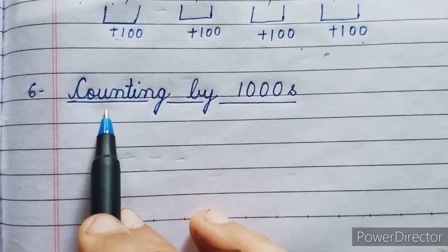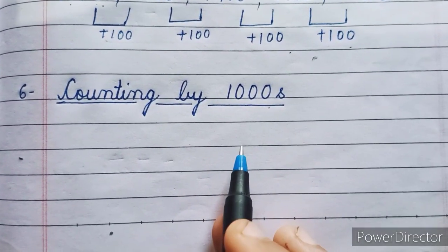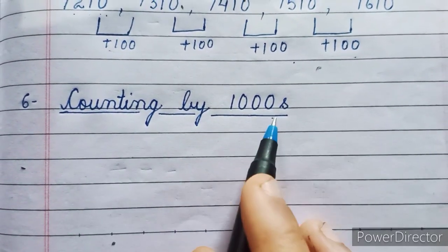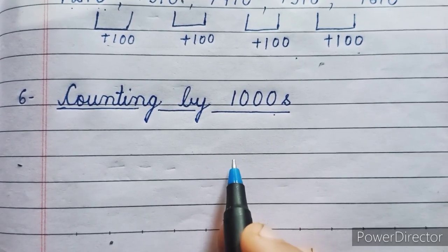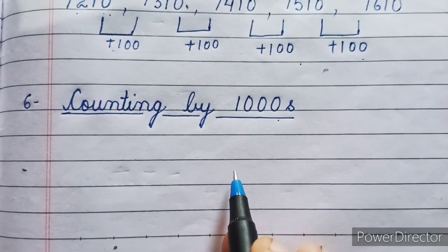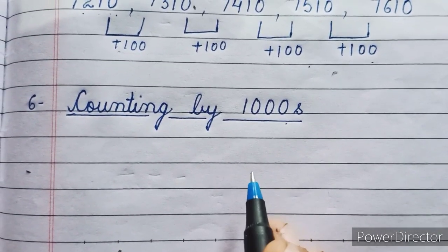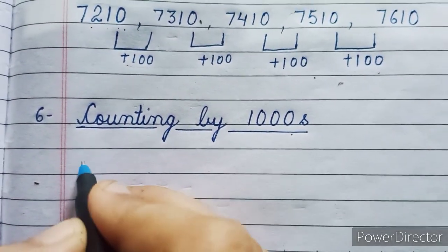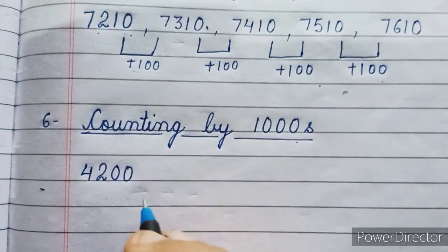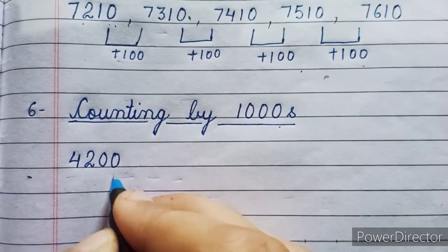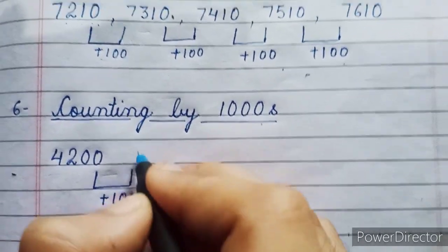Now we have to understand skip counting by thousands. So children, there is a gap of 1000 between two successive numbers. It has to be done in the same way. Just keep in mind how big a gap we have to make between two successive numbers. Okay. Example, 4200. So children, 4200 plus 1000 is 5200.